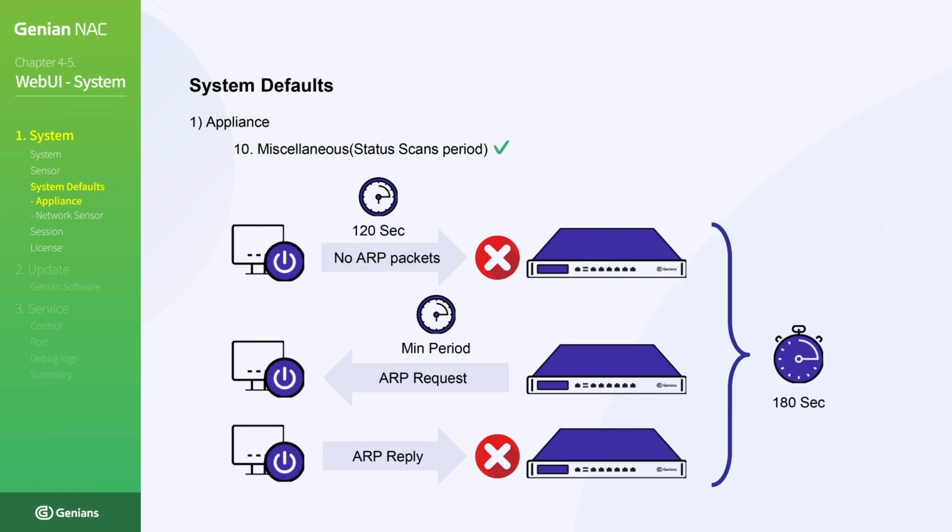In the node status check process, the criterion for determining a node's status as down is as follows. If no ARP packet is received from the device to the network sensor within the first 120 seconds, the network sensor sends ARP requests according to the status scans period option. If no response to the network sensor's ARP request is received within 180 seconds, the network sensor changes the node status to down.